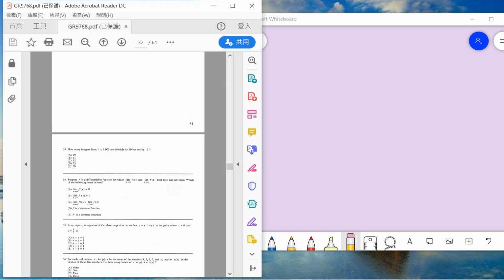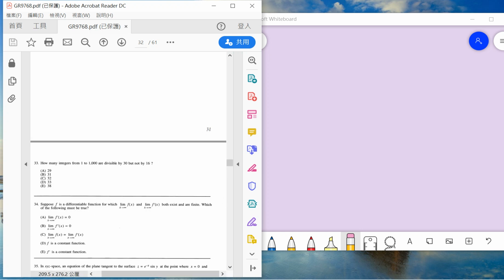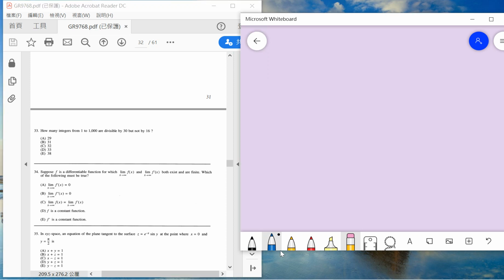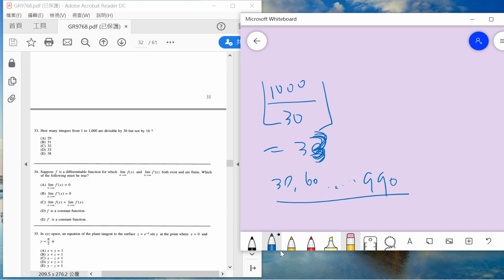So number 33. How many integers from 1 to 1000 are divisible by 30 but not 16? This is easy, we just use 1000 divided by 30 and take the floor function. So we have 33, from 60 to 990. So basically this is the number which is divisible by 30.